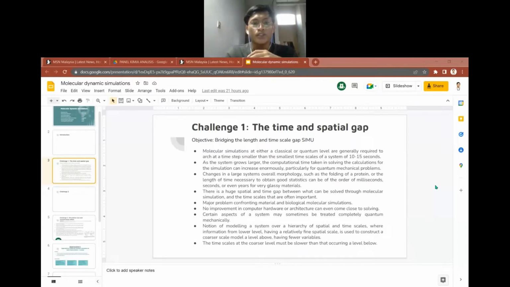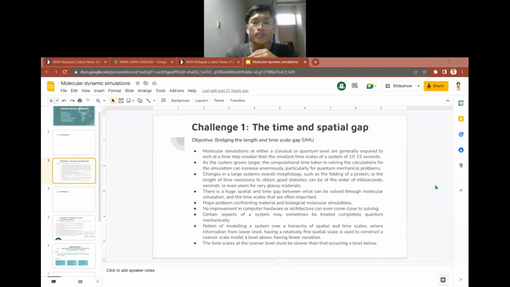Changes in a large system's overall morphology, such as the folding of a protein, or the length of time necessary to obtain good statistics, can be of the order of milliseconds or even years for very glassy materials. There is a huge spatial and time gap between what can be solved through molecular simulation and the timescales that are often important. This is a major problem confronting material and biological molecular simulations. No improvement in computer hardware or architecture can even come close to solving it.